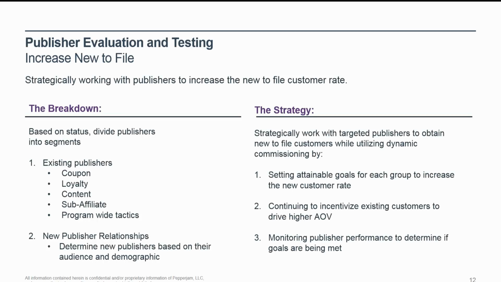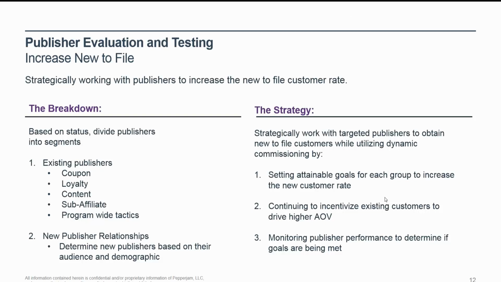So a quick breakdown of what you're going to want to look at. Based on the status, you can divide your publishers into segments. So when you're looking at your existing publishers, you might want to view coupon publishers, loyalty publishers, maybe content bloggers or Instagrammers, sub-affiliate networks, and then your just overall program-wide tactics. So you'll also be taking a look at those new publishers and determining who you're going to want to recruit based on maybe their audience and demographic that'll be a good fit.